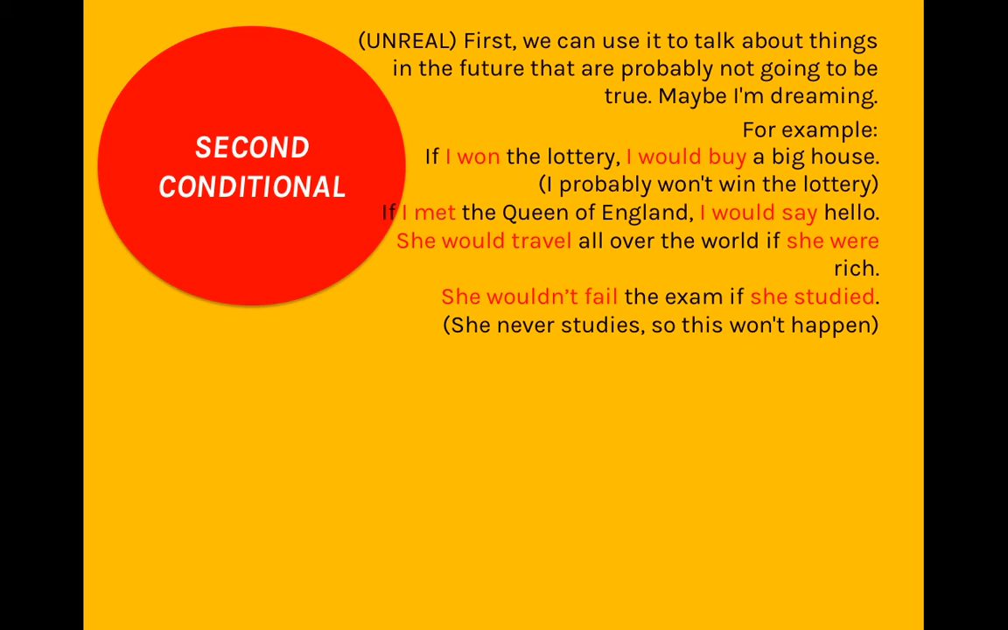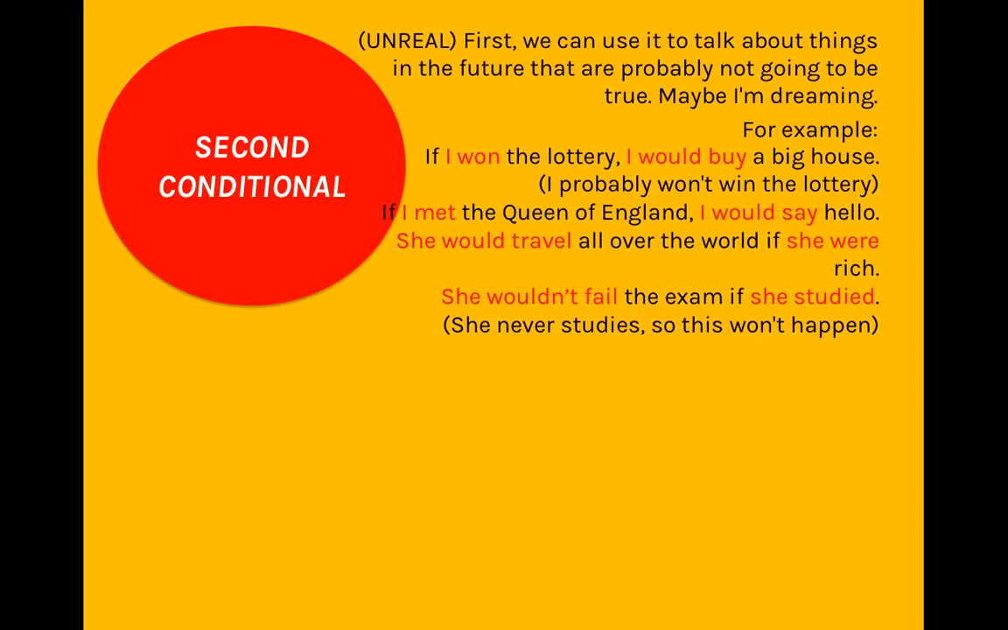If I won the lottery, I would buy a big house. But I will not win the lottery, and so I will not buy a big house. Let's go with the second example. If I met the Queen of England, I would say hello.